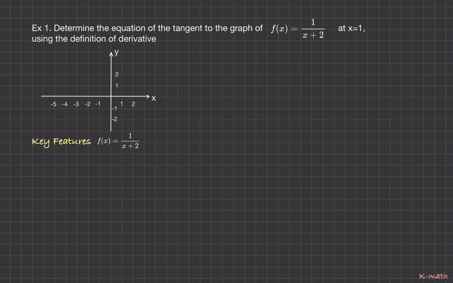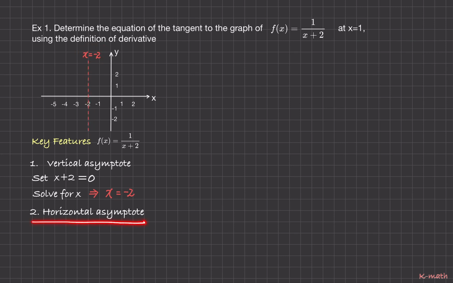Let's find some key features to sketch the function. First, the vertical asymptote. A vertical asymptote occurs when the denominator becomes 0. In this case, the denominator is x plus 2. Set x plus 2 equals 0 and solve for x. So x equals minus 2. That's the 0 of the denominator. So we have the vertical asymptote at x equals minus 2.